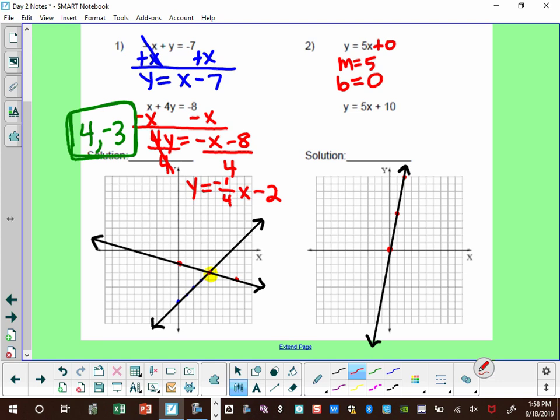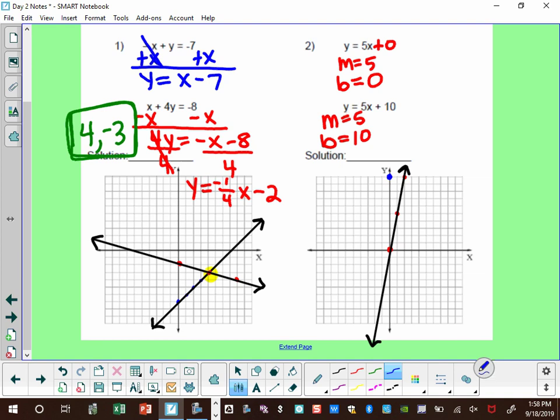All right, for my second equation, y equals 5x plus 10. What's my slope here? 5x, 5 over 1. 5 over 1, good. And my b is going to be 10. I'm not sure this will be on the grid. 1, 2, 3, 4, 5, 6, 7, 8, 9. Oh yeah, okay, it's 10 by 10.